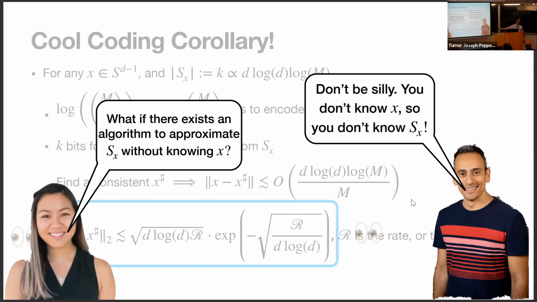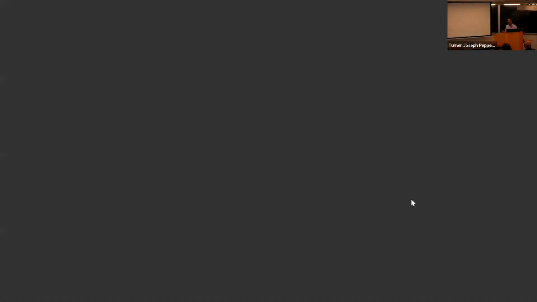Well, my colleague Anna raises a good point. We may not be able to actually know the true S sub X, but what if there were to exist an algorithm where we could find some approximation to this set and we didn't have to rely on a priori knowledge of X? That'd be pretty cool, right? Well, this talk's not long enough for me to tell you about that algorithm, so talk to me afterwards if you want. That's all I got for you.